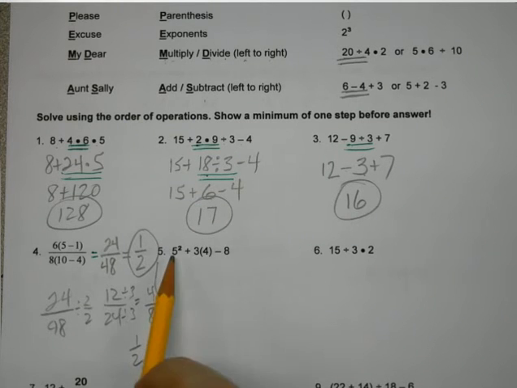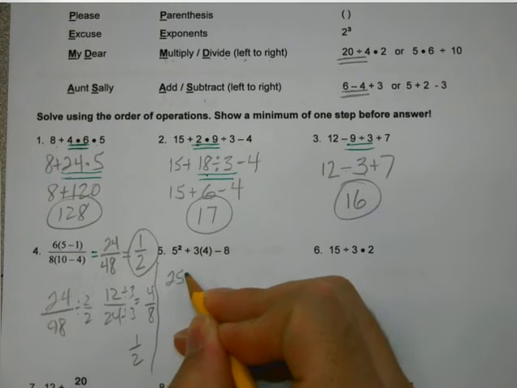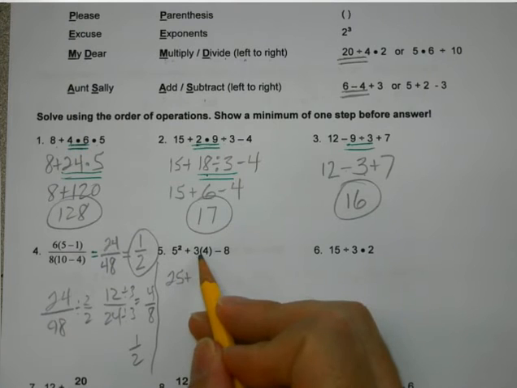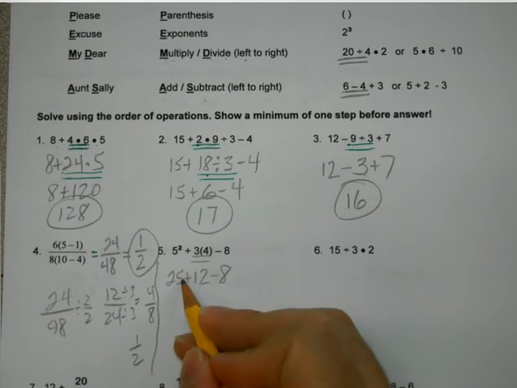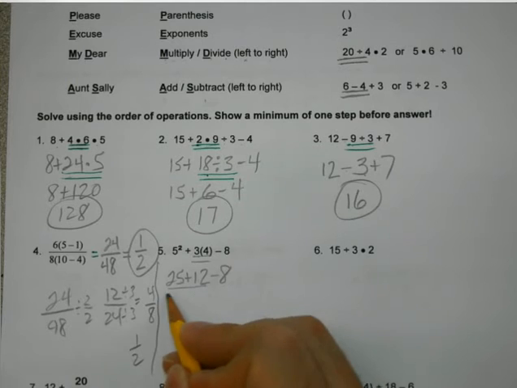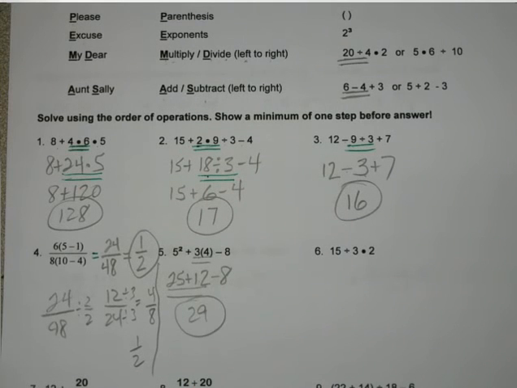Okay, number 5, what comes first? Looks like the exponent. So 5 squared is 10, right? Oh, you better be screaming at your computer screen. No, 5 squared is 25. And here's where maybe you can do a couple of steps. Multiply comes before subtract. 37 minus 8 left to right is 29. And you start to see what's going on here.